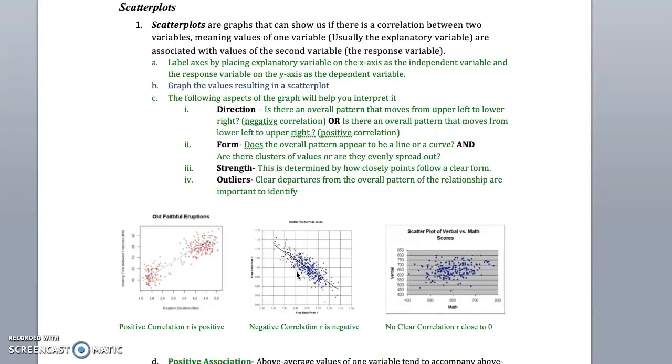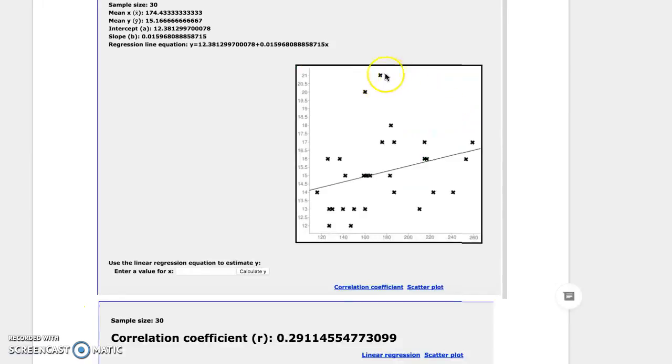Outliers, we don't have a clear way to define them other than to say they're departures from the overall pattern. So this point up here is way out of the overall pattern. It's somewhere around 180 strikeouts and 21 wins. I think that's Rick Porcello on the list that I had there who had the most wins, and he's out of the overall pattern.